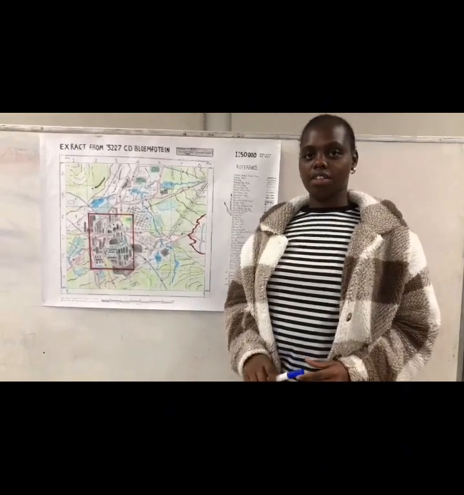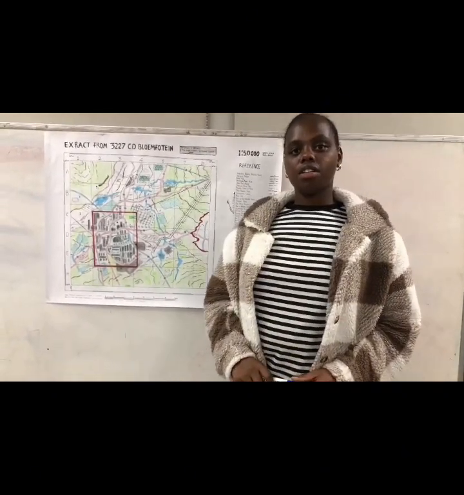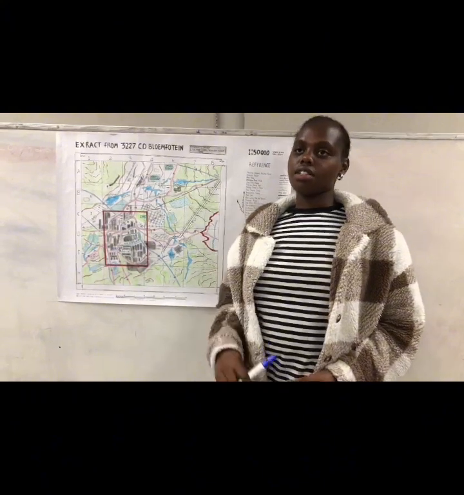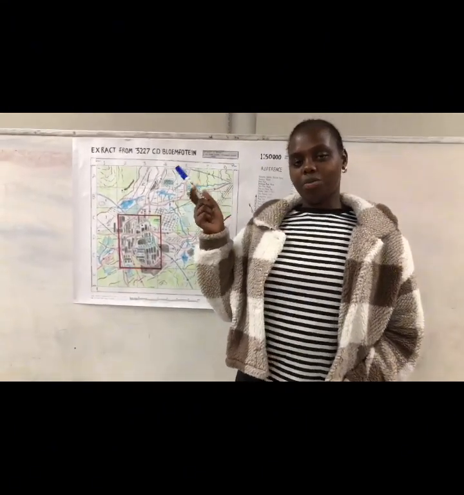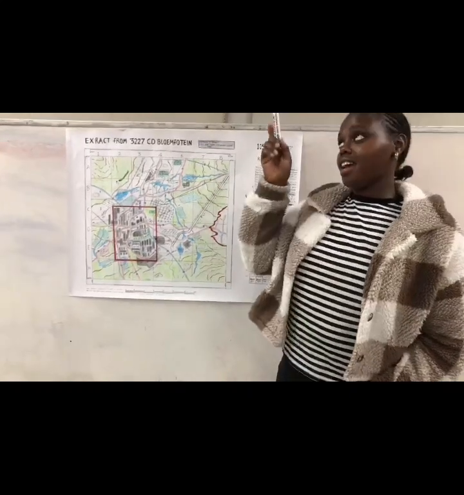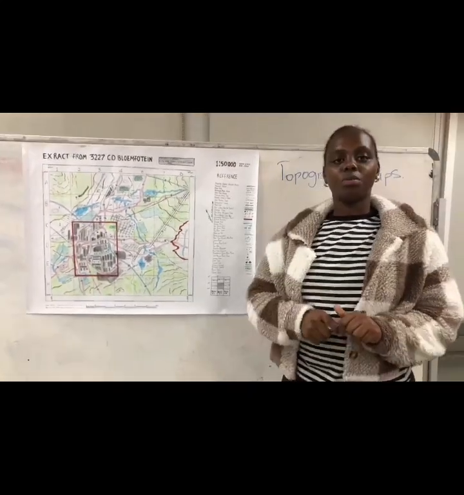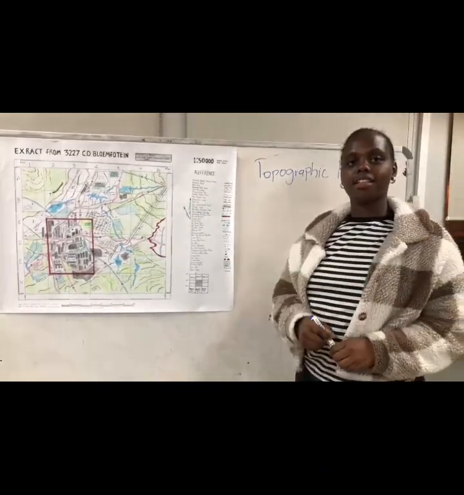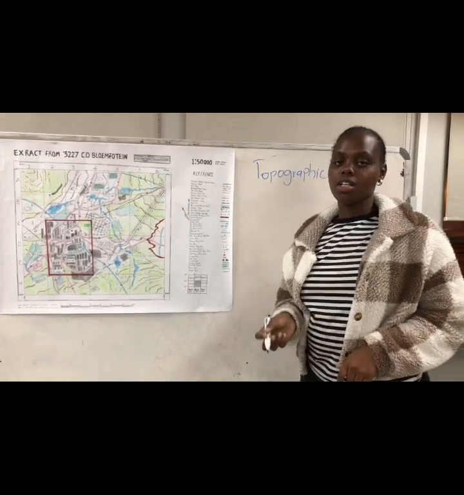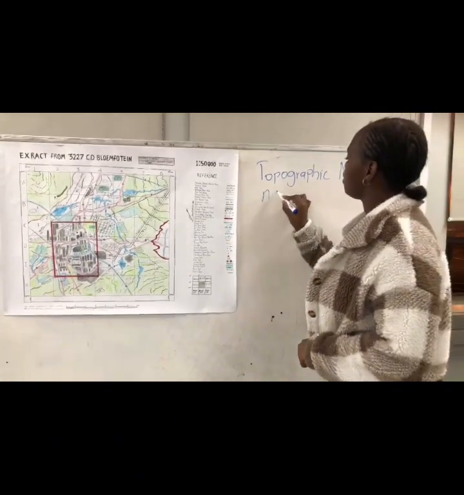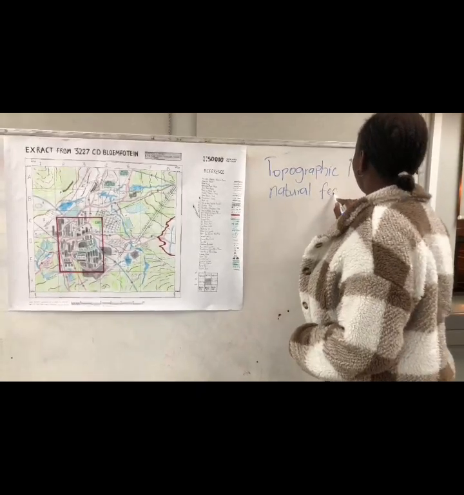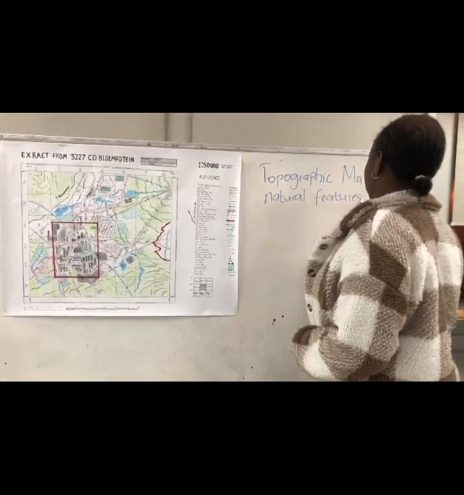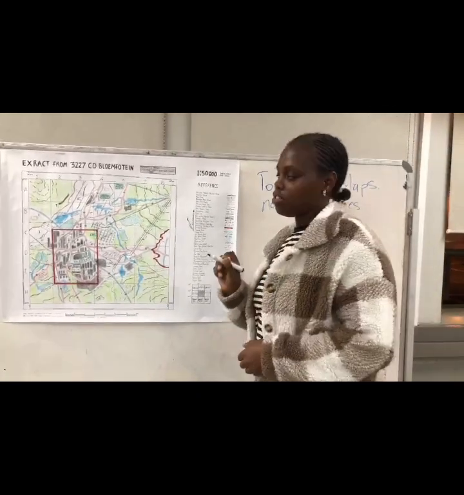What is an aerial vertical photograph? An aerial vertical photograph is a photograph taken by an aeroplane up in the sky or a moving object up in the sky at 90 degrees to the ground. A topographic map is a detailed colored map which shows natural features and constructed features.